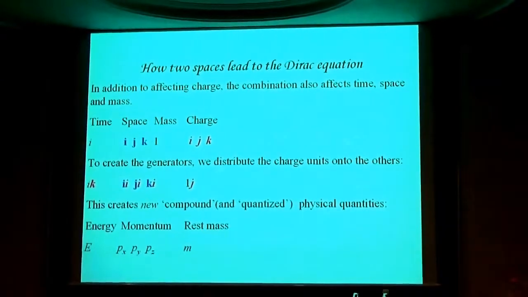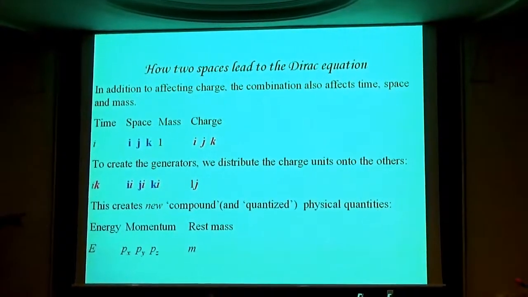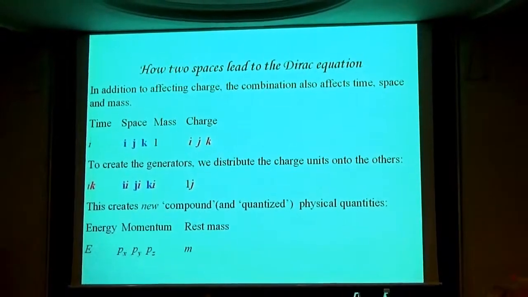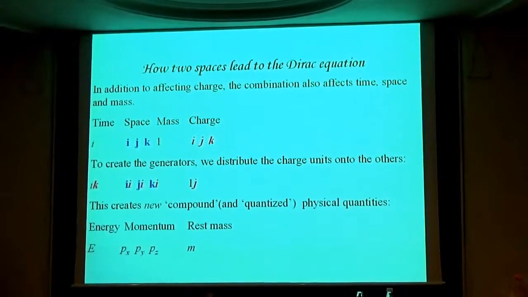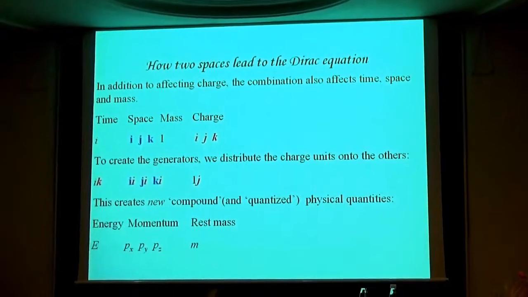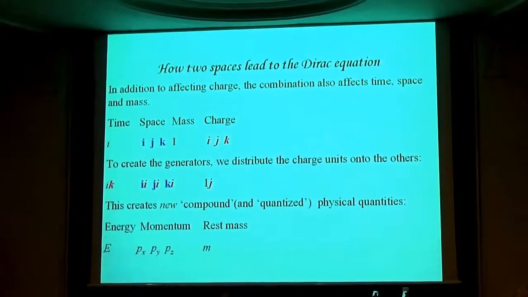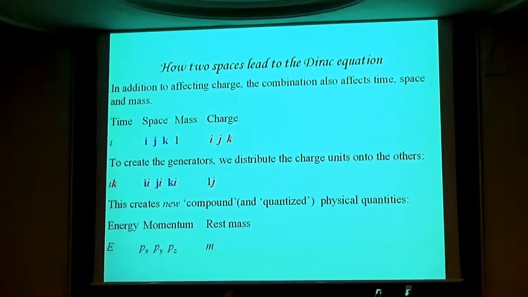And let's look at what we've done when we've created those connections. What we've got is three new quantities, if you like, because they're no longer just time, space, mass, and they're no longer just charge. We can say the new compound and quantized physical quantities are energy, momentum, and rest mass. And those symbols on the bottom line are simply scalar multiples that we will use.